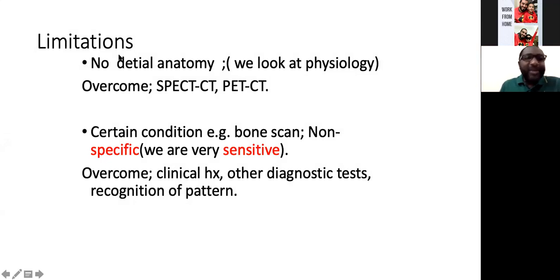But again, because of this, we have limitations. And I always love, this is one of my best slides because it is good to know your strengths and it is good to know your weaknesses. Now, one of the major limitations of nuclear medicine images is that we do not have anatomical detail, because all we are looking at is blood flow, we are looking at tissue function.